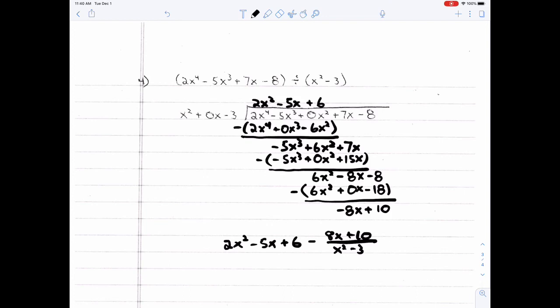Okay? So, I'll show you probably what's the best thing to do first. Probably the best thing to do is just use a plus and put negative 8x plus 10. Take the entire remainder and stick it over the divisor. That's one possibility. That's probably about the best thing to do.